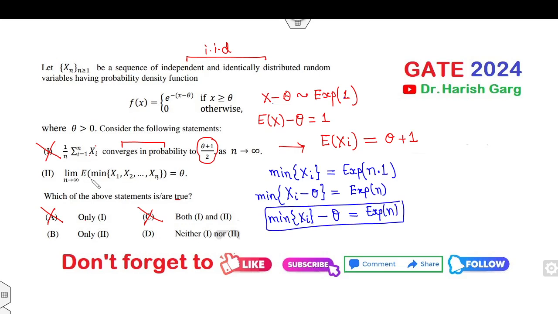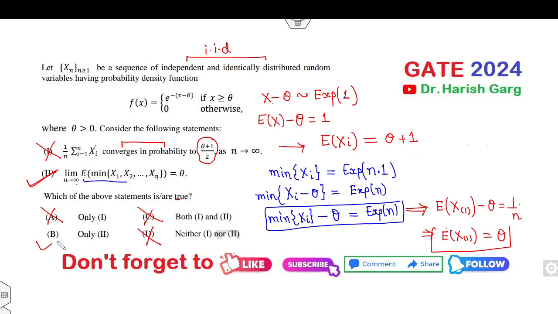Now you can see it is a limit value. Can you find the expected value of this? What is the mean of this quantity? The mean of this is the minimum of xi, that is the order statistic 1, minus theta, which is equal to 1 over n. As n approaches infinity, this part will be 0. So the expected mean of the minimum is theta. And you can see this is correct. So neither is wrong. Only option B is the correct option of this problem. And you can see it's GATE 2024, a very, very simple solution.